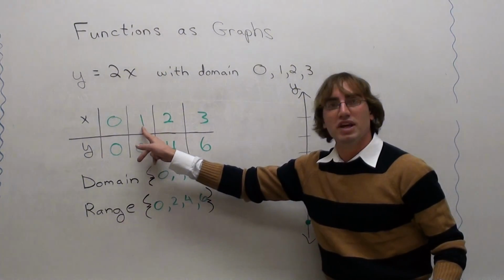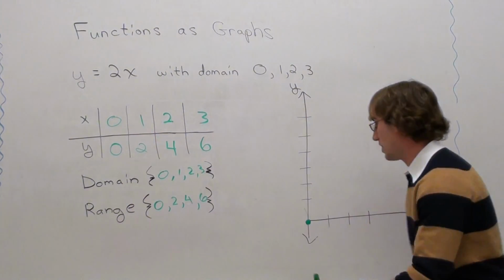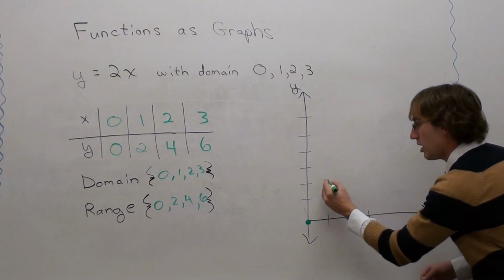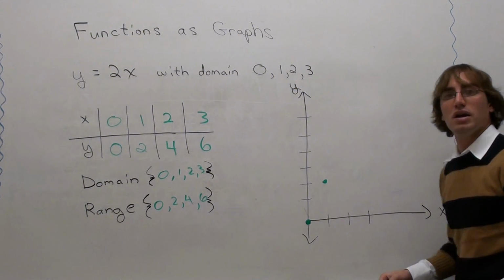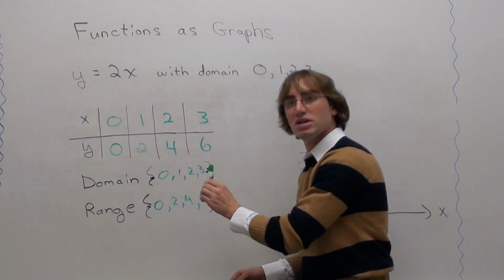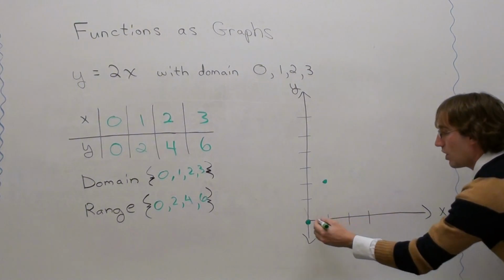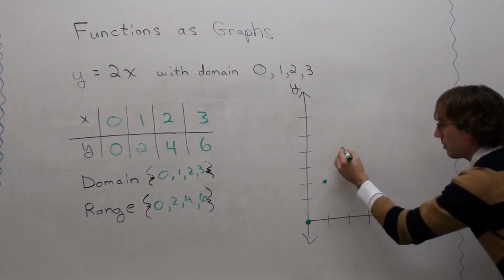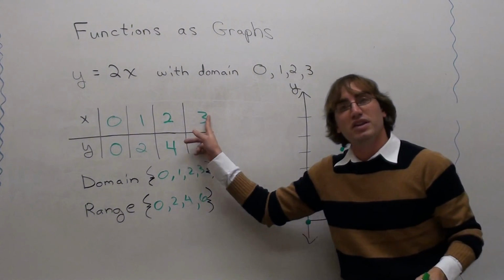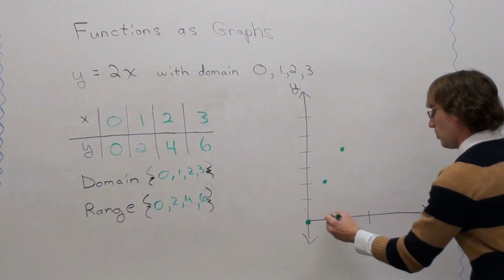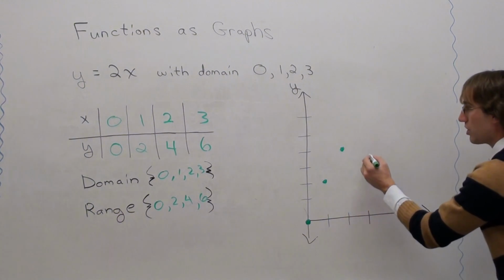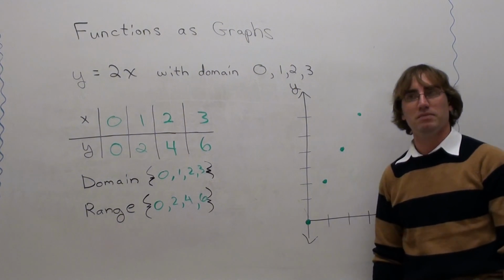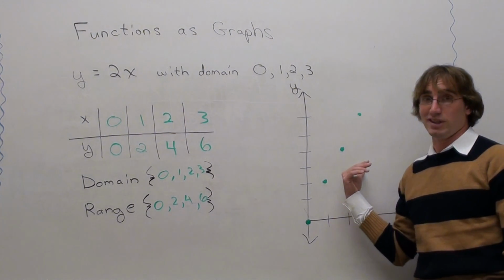I want to go 1 on the x and 2 on the y. So I want to go 1 on the x and then 1, 2 on the y. I want to go 2 on the x and 4 on the y. 1, 2, 1, 2, 3, 4. And I want to go 3 on the x and 6 on the y. 1, 2, 3, 1, 2, 3, 4, 5, 6. Bam. That's how a functional graph looks like.